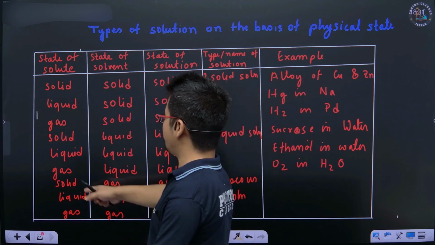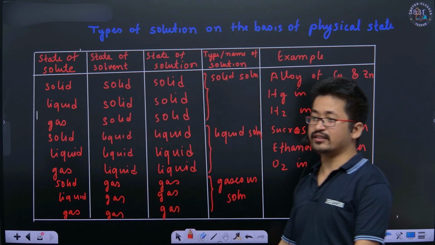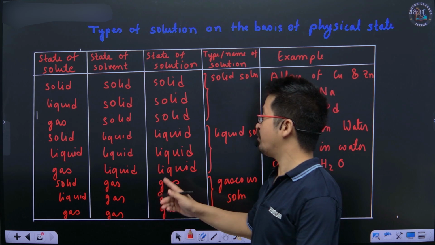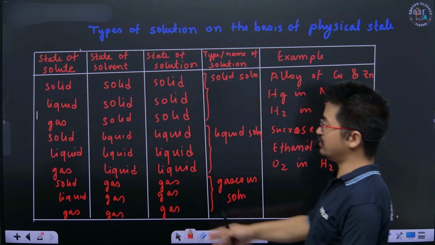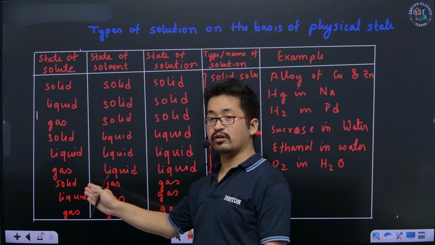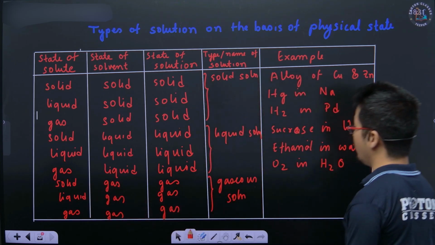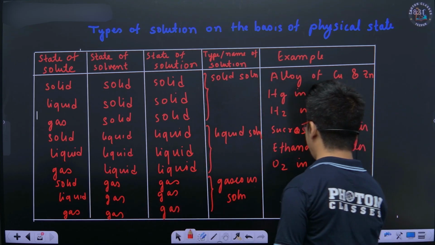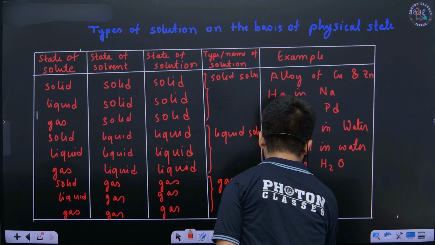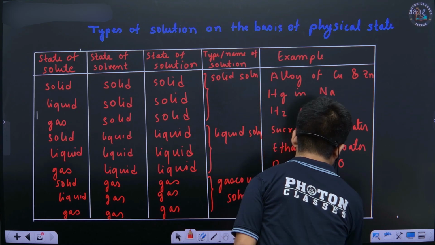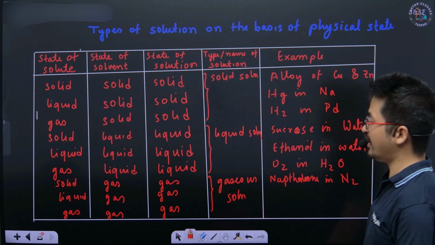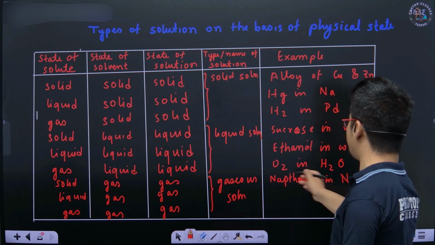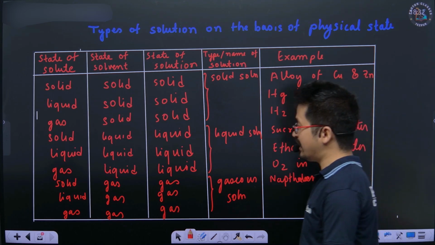Now, for the next type of solution, when the solute is in solid state and the solvent is in gas state, it is called solid in gas type solution. A common example is naphthalene, the naphthalene ball. Naphthalene in N2 gas. Naphthalene will be in solid state and N2 will be in gas state.